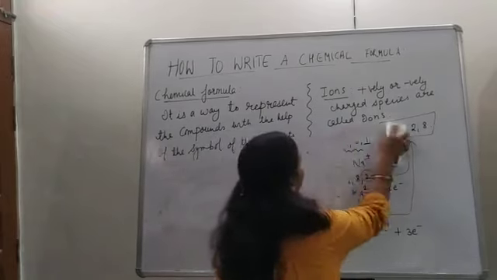Group 2, we have Be, beryllium 2 plus, magnesium 2 plus and calcium 2 plus, with plus 2. Then we have group 13, boron B3 plus and aluminium 3 plus. Then we have group 15, so nitrogen and phosphorus. Because it takes 3 electrons, it is N3 minus, this is P3 minus.